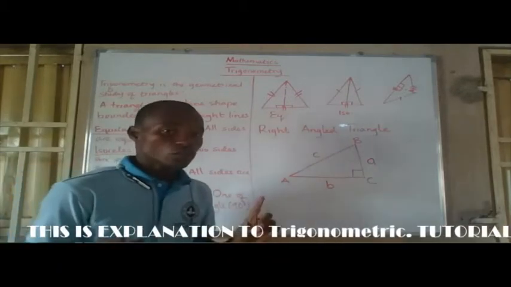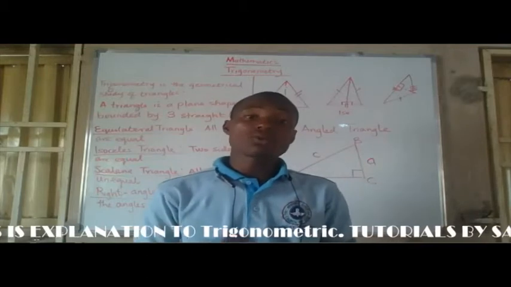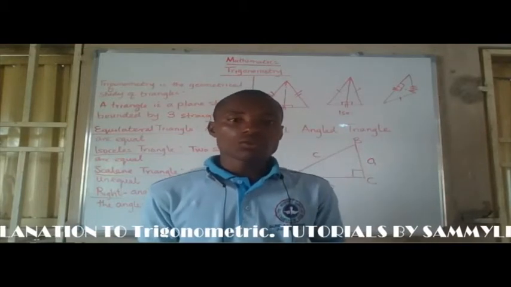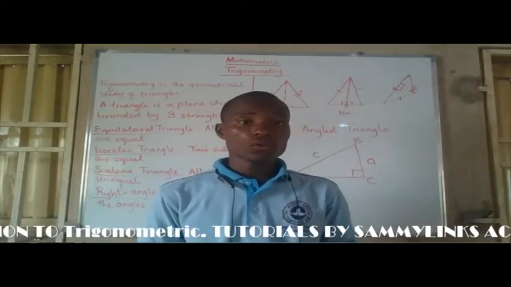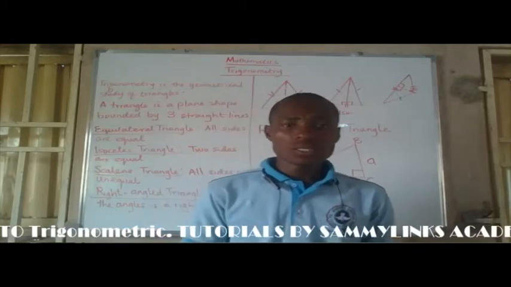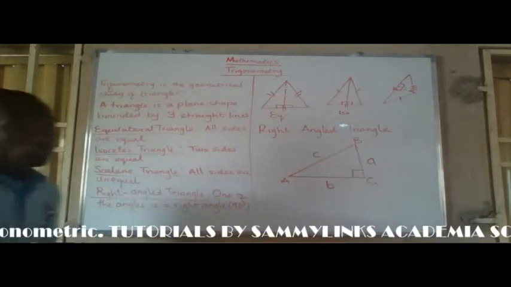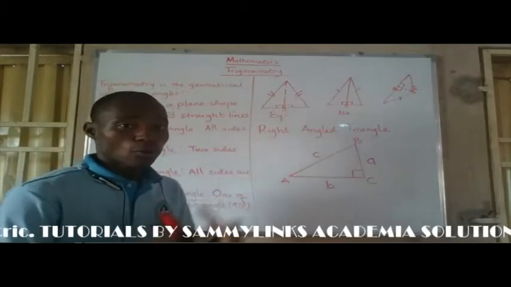Trigonometry comes from two words: trigon, from the word triangle, and metry, which means measurement. So trigonometry is essentially the study of the measurement of triangles. And basically, what is a triangle? A triangle is simply a plane shape that is bounded by three straight lines. So people prefer to define it as a polygon with three sides.